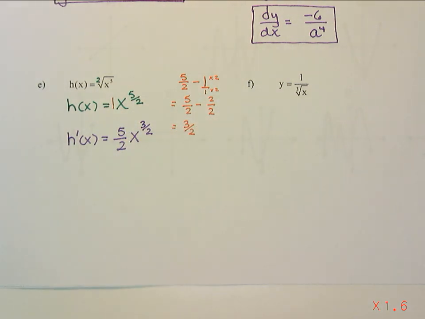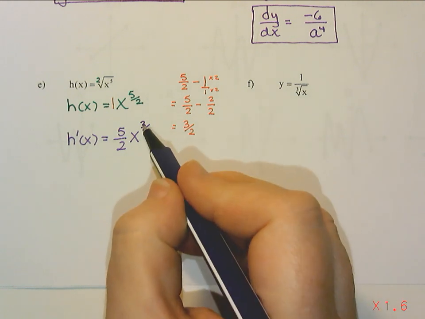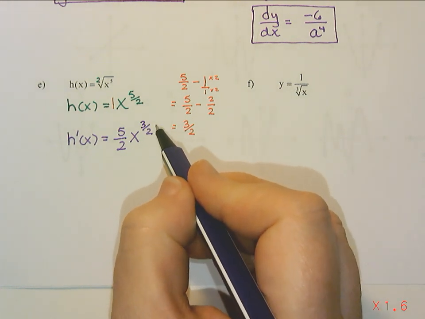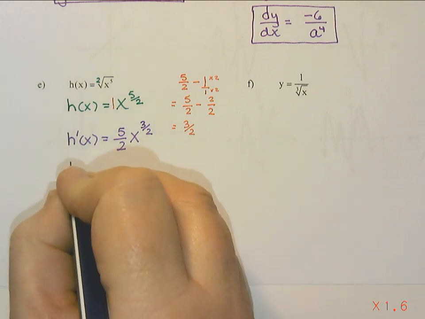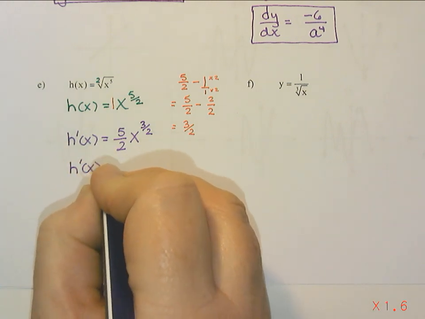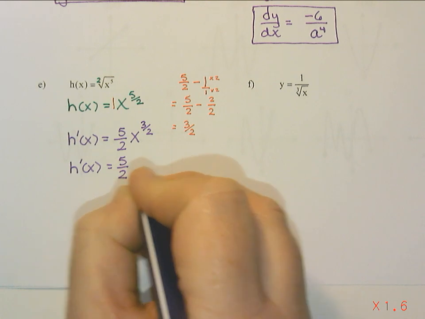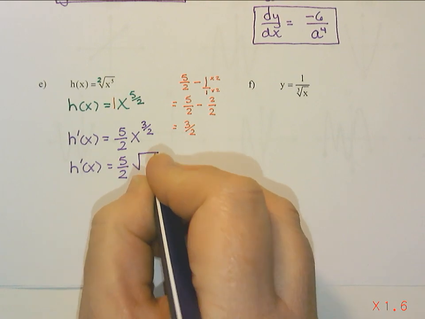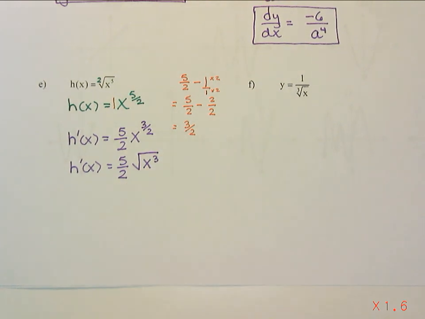Now, if the original question was written with a fractional exponent, you should write your answer with a fractional exponent. If the original question was written as a root, we should write this as a root again. So the 3 is just the regular exponent. It's the denominator that is the root. So that means that h prime of x is going to be 5 over 2 times the square root of x cubed. If you want to put the 2 in to show that it's a square root, you can do that. But square root, we normally just don't put a number there, right? Either one is fine. Okay.